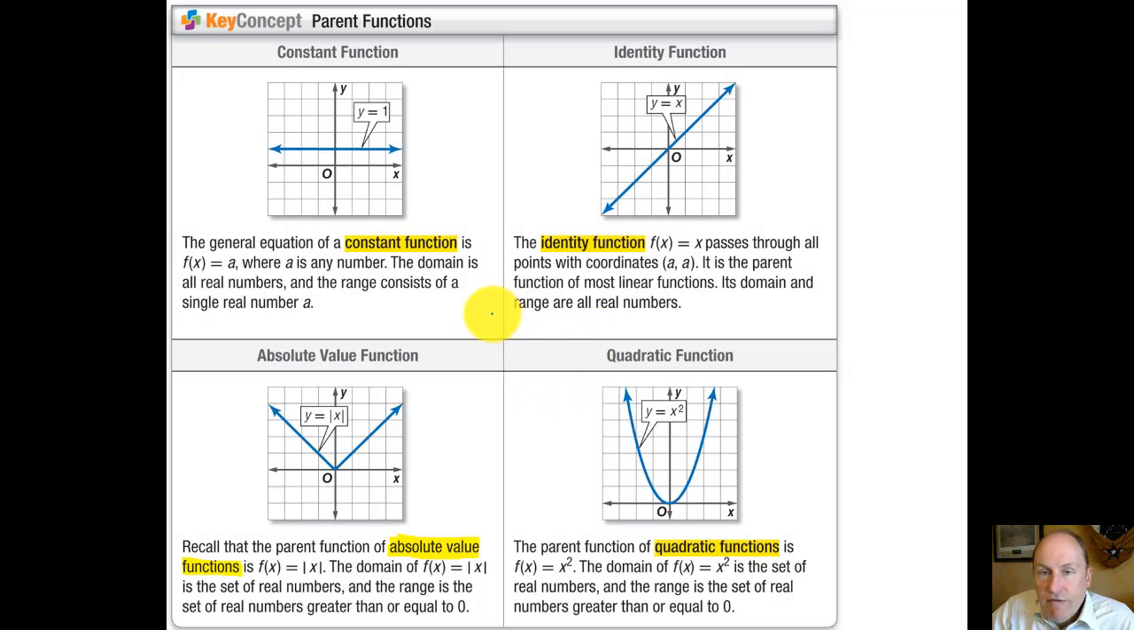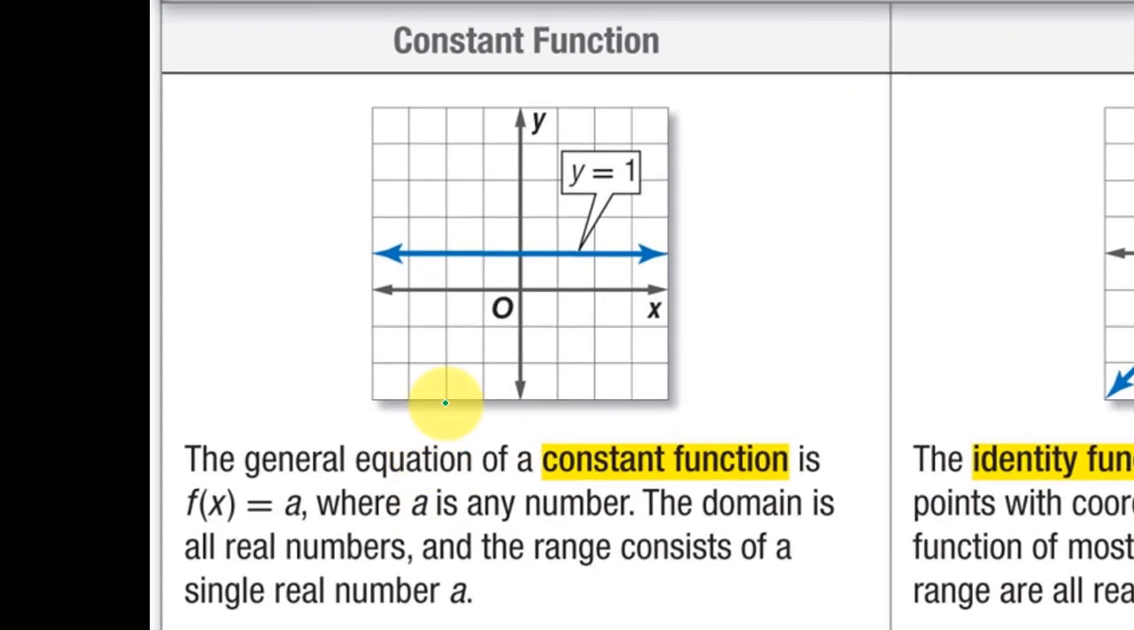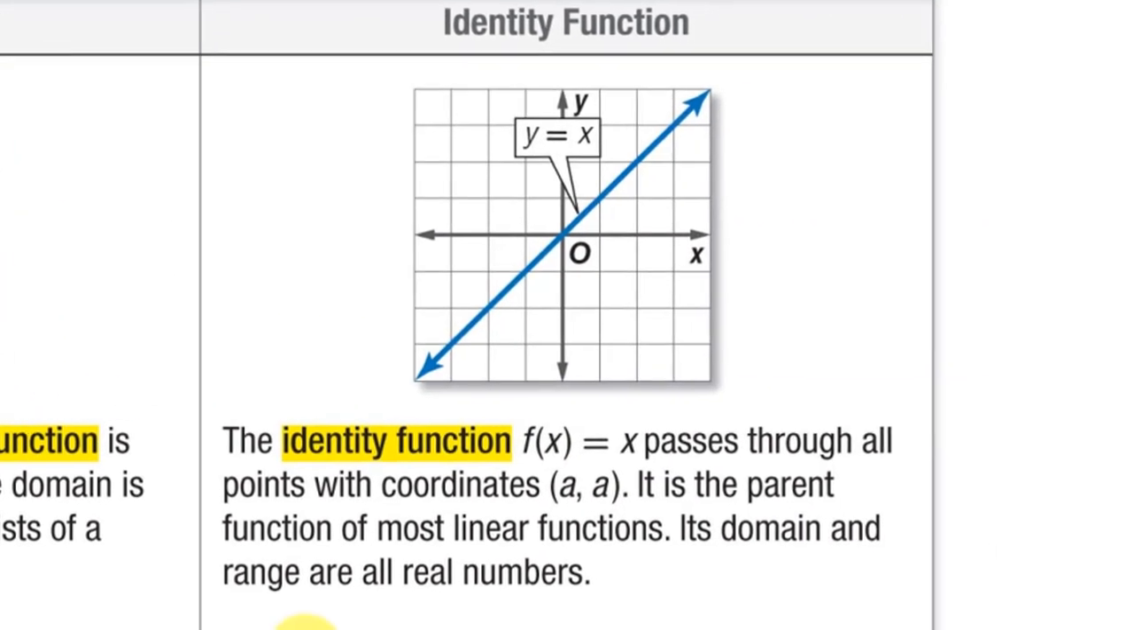And we're going to look at four very common ones that are used in this part of algebra. The first one is something to the 0th power. That is a constant function, where f of x is some constant a. The graph of this looks like a horizontal line. This particular one is f of x equals 1. And so the domain of these functions is all real numbers. The range is only that particular number a.